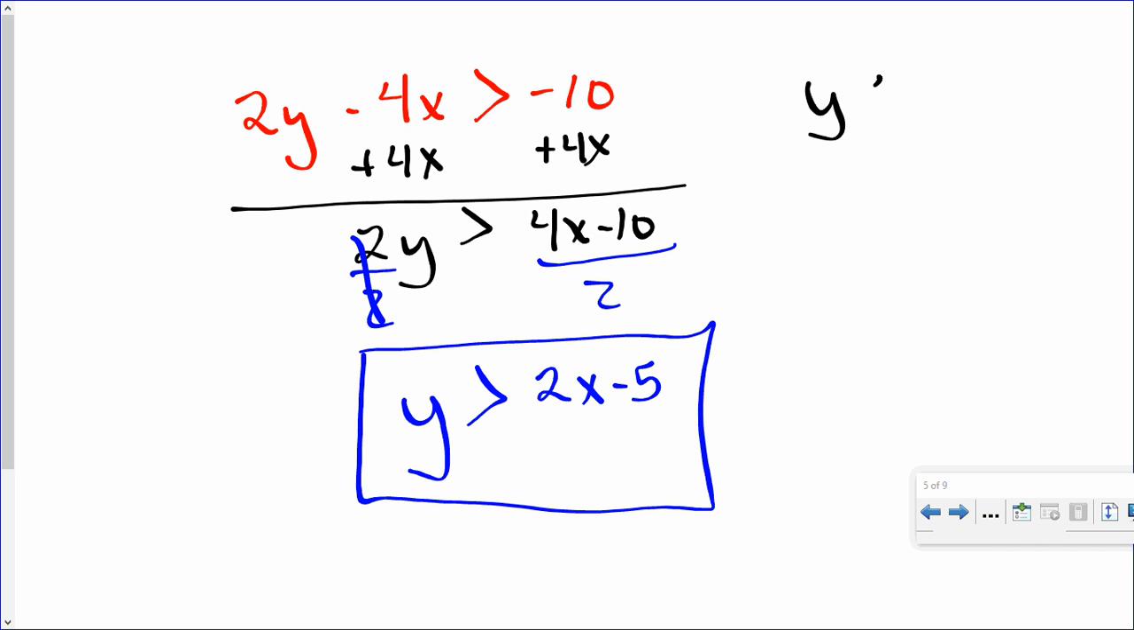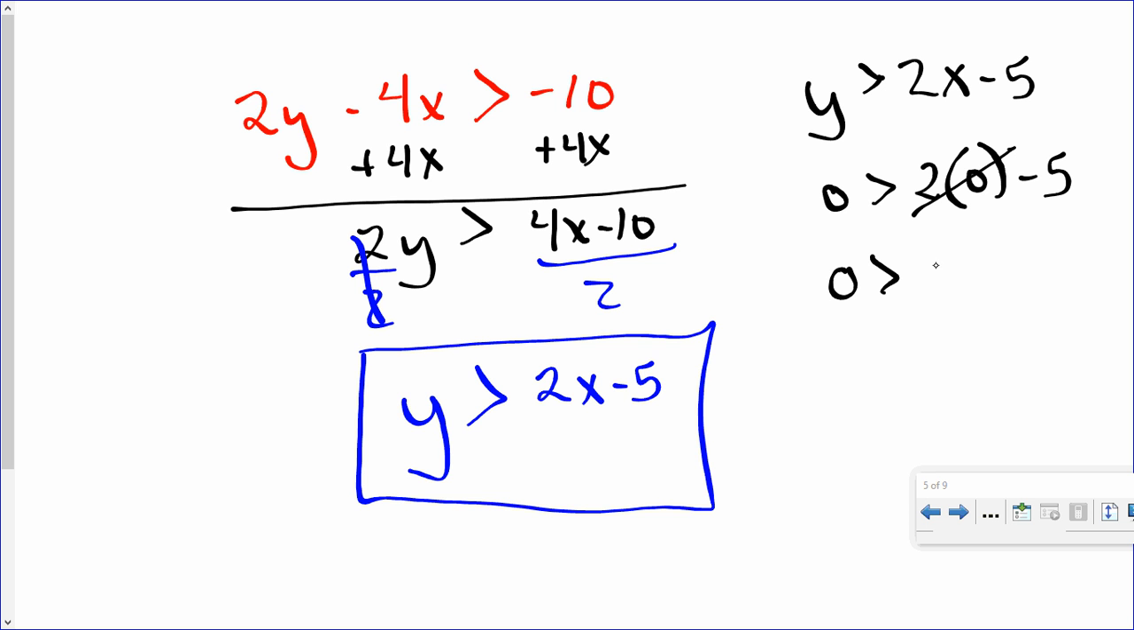Y is greater than 2x minus 5. And I'm going to plug in 0 for this. Does this make the statement true? 0 is greater than 2 times 0 minus 5. When it's all said and done, this cancels out. So now it says 0 is greater than negative 5. Is this true? Yes, it's true.